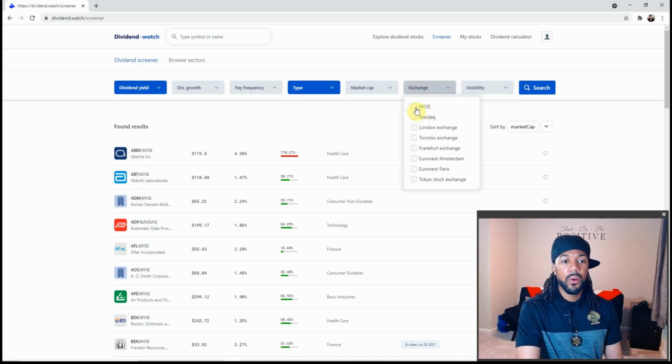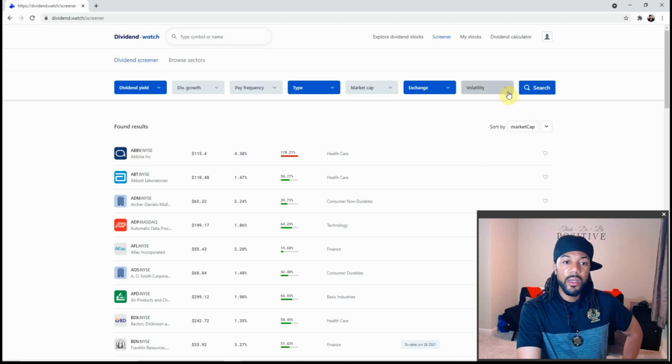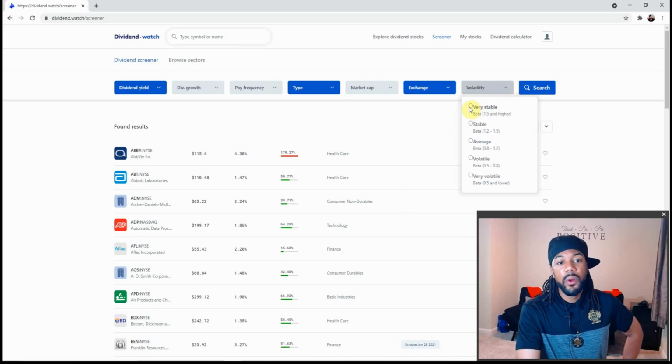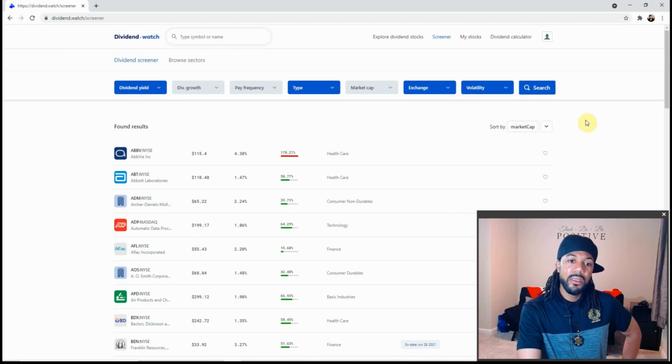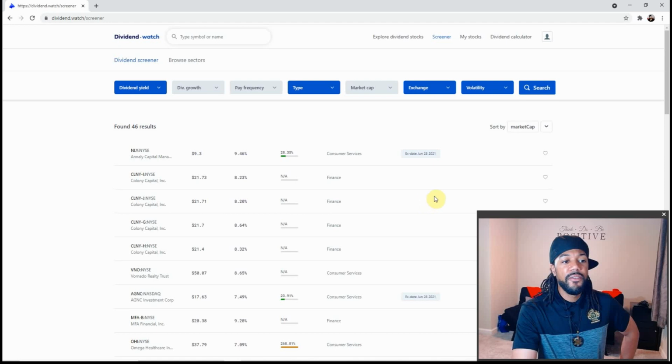Exchange. I'm in the United States, so I'm going to pick the New York exchanges here in the United States. But no matter where you are, you can check wherever you are on Dividend Watch. Then volatility. I want very stable. That's very important to me when it comes to dividends. So very stable. And then simply hit search. And now it's going to pull up all the companies that fit the criteria that I have chosen.